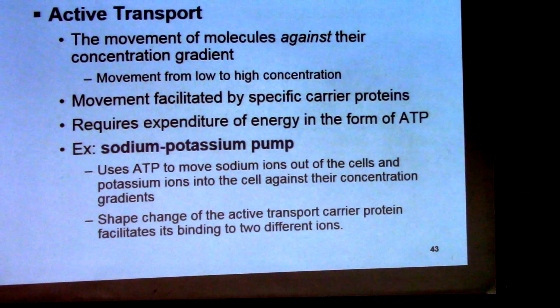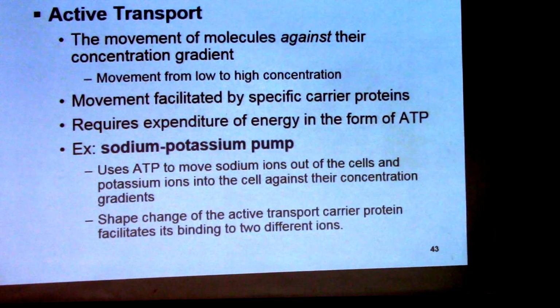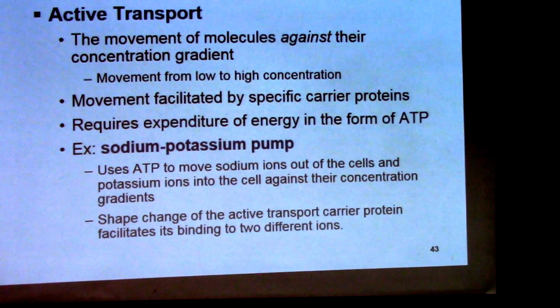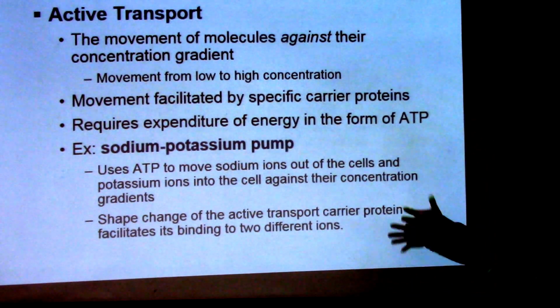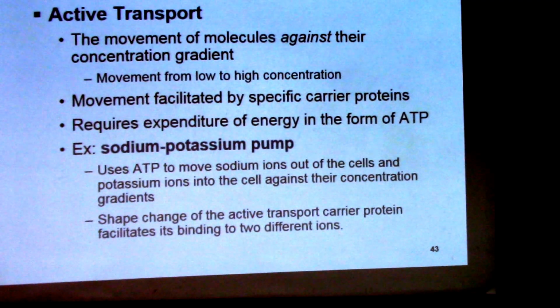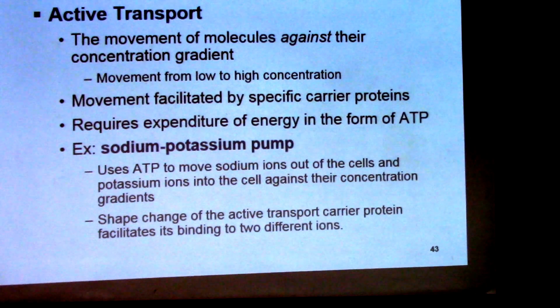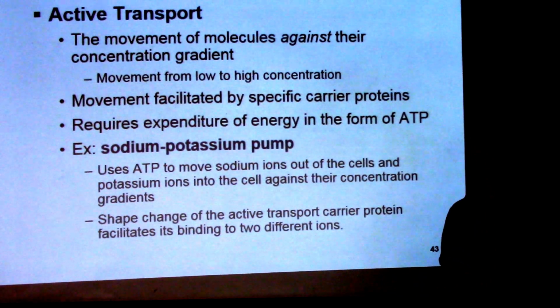Active transport is at the expense of energy. It is called active because energy is required. ATP is required to carry things from one side to the other. So this is a special type of transport in which energy is required. This type of transport is done in the cases where things are moved against their concentration gradient.